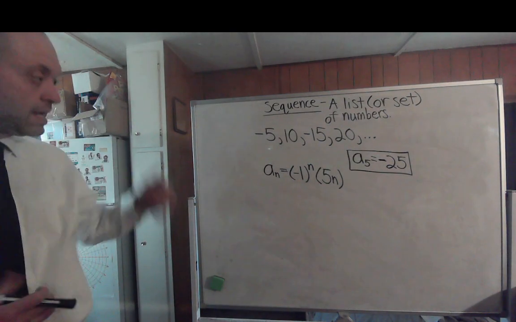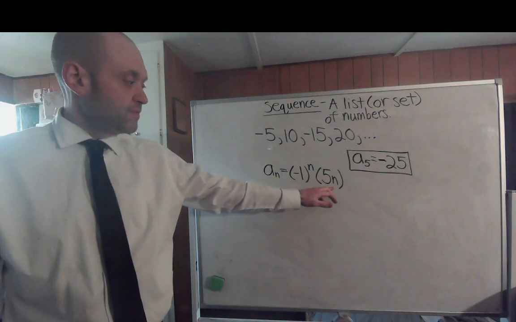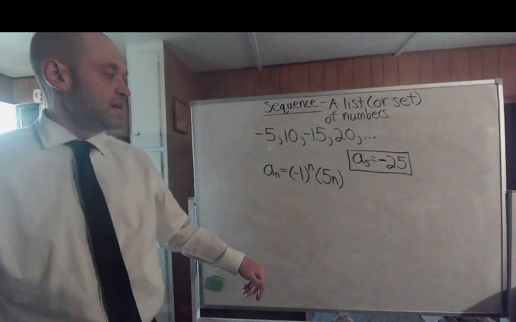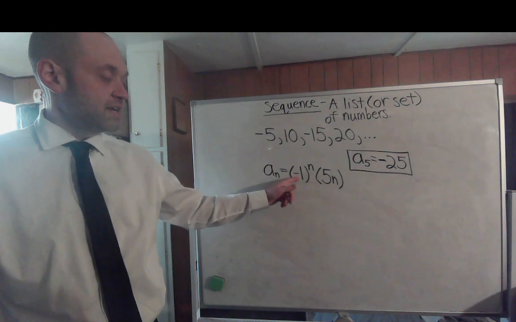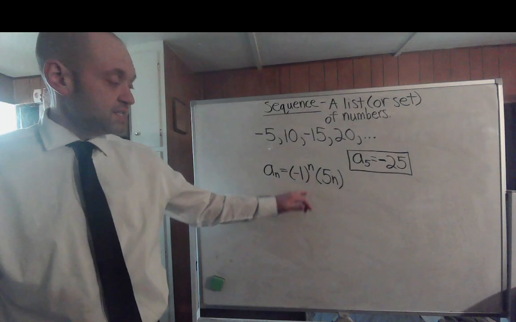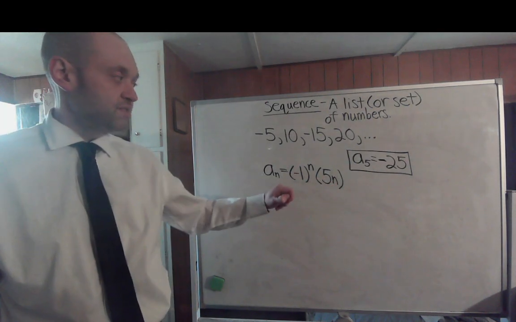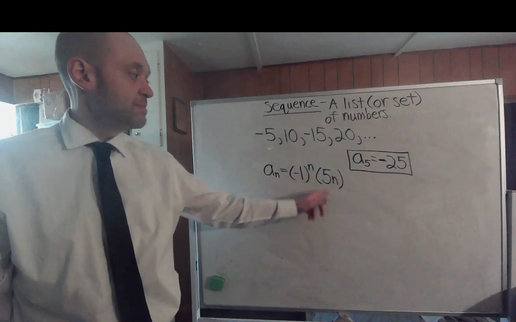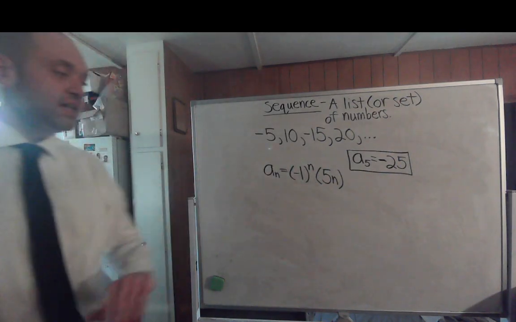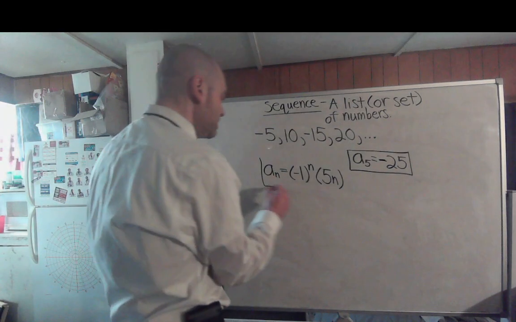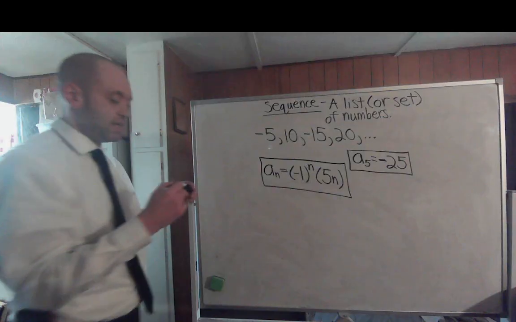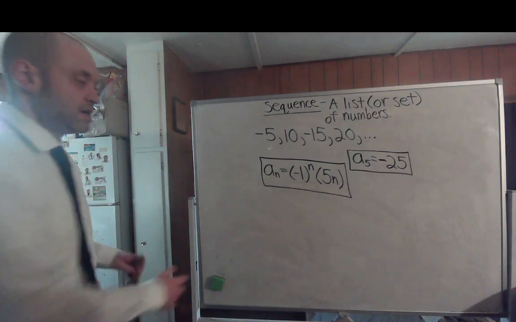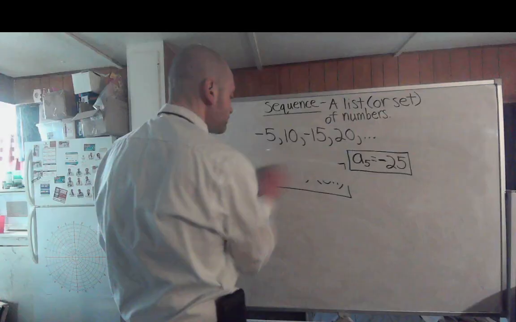So if I take 5 times 1 for this, I would get 5, and I would get the negative 5 if I took negative 1 to the first. Now if I want to get the second term, I take negative 1 to the second, I'll get positive 1 times 5 times 2, that'd be positive 10. Take negative 1 to the third to get the third term, I would get negative 1 times 5 times 3, well that'd give me negative 15. So the general formula for any term of the sequence is going to be a sub n equals negative 1 to the n power times 5n.